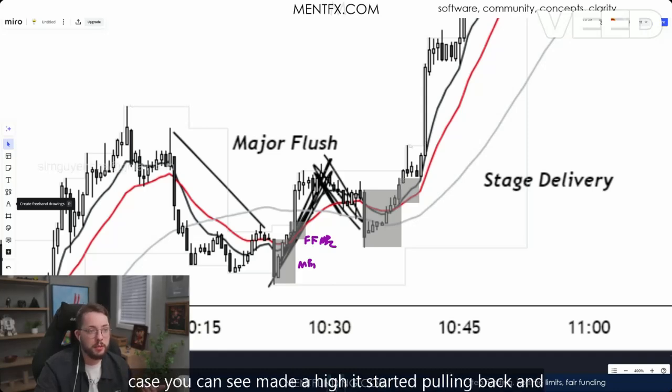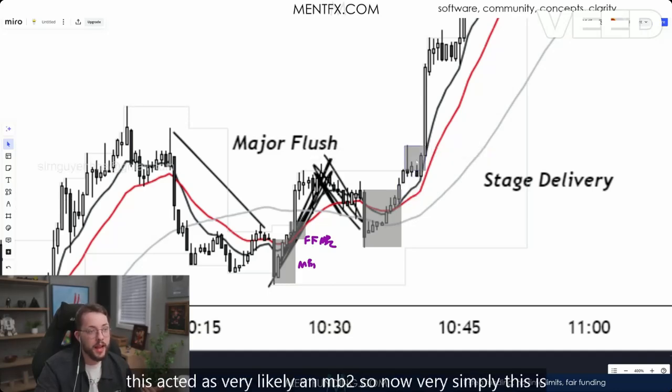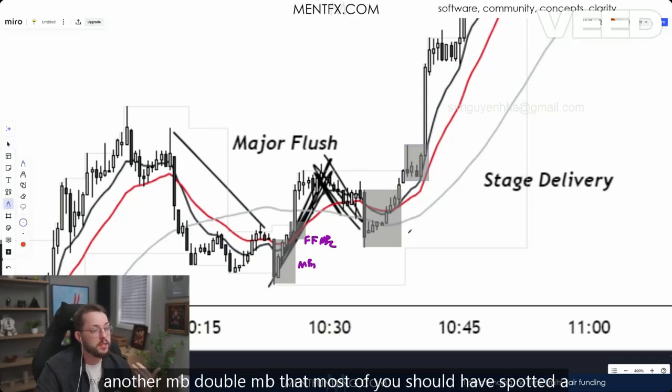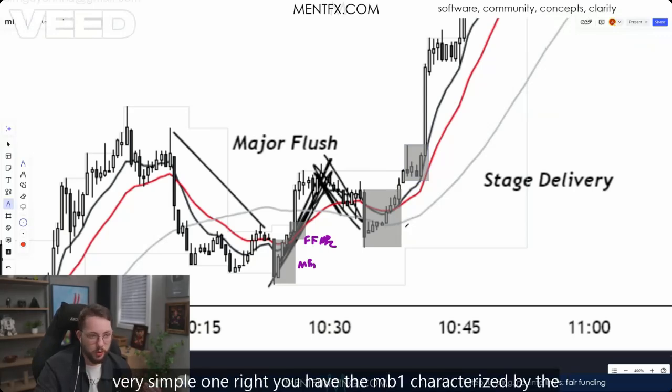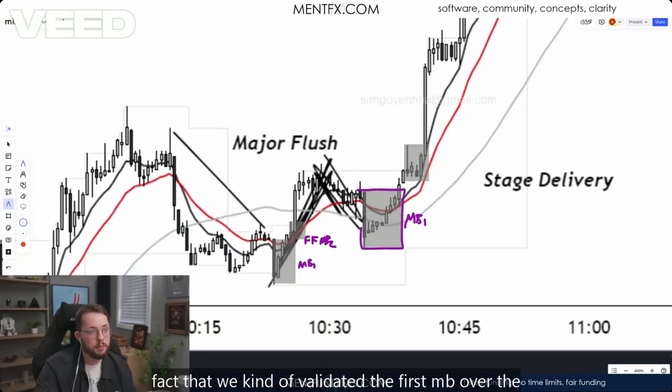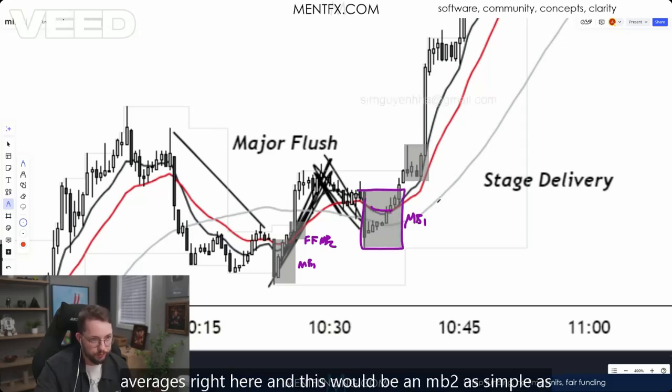But in this case, you can see it made a high, it started pulling back, and this acted as very likely an MB2. So now, very simply, this is another MB, double MB that most of you should have spotted, a very simple one, right? You have the MB1 characterized by the fact that we kind of validated the first MB over the averages right here. And this would be an MB2, as simple as that, right?